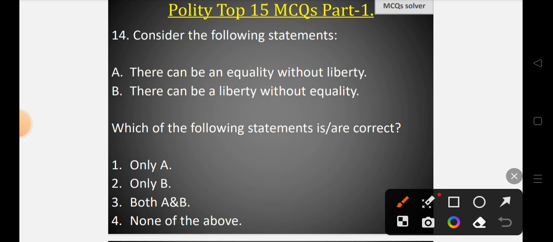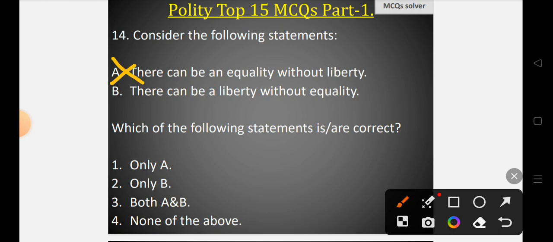So, when it comes to equality without liberty, suppose in a house there is a girl and a boy. If both are equal, if the boy comes home at 6 p.m. in the evening, the same right is being provided to the girl. It means there is liberty in that house. So if there is equality, there will be liberty. So statement A is an incorrect statement.